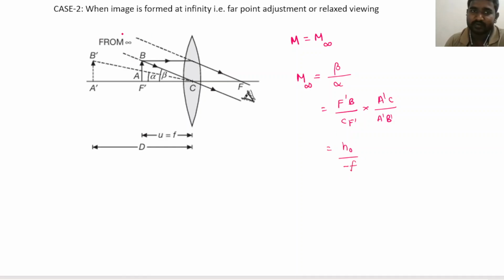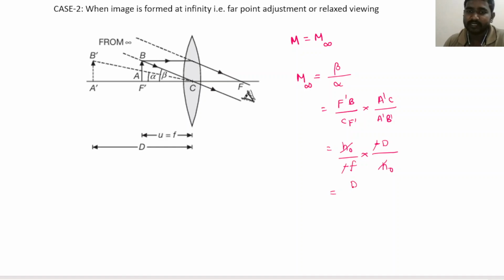Why? Because light rays move in this direction, and we need to calculate in the opposite direction to f dash. A dash C is nothing but the least distance of distinct vision, which you can also take as minus d. A dash b dash is the height of the object, h naught. So here minus and here minus get cancelled, and h naught gets cancelled.